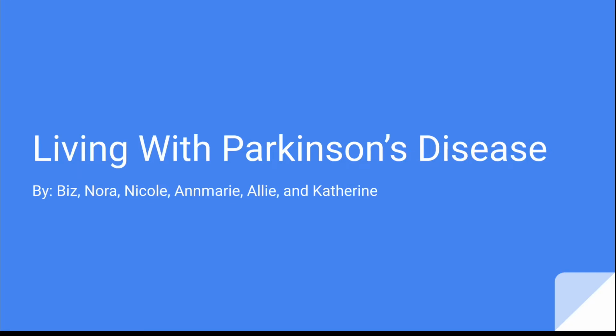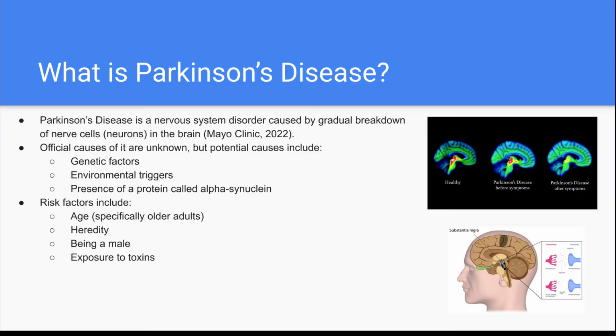Today we will be discussing life as a Parkinson's disease patient and clinical reasoning behind the interventions. Parkinson's disease is a nervous system disorder that is caused by a gradual breakdown of nerve cells called neurons in the brain. Neurons are cells in the brain that produce dopamine. A decrease in dopamine production leads to atypical brain activity and impaired movements.